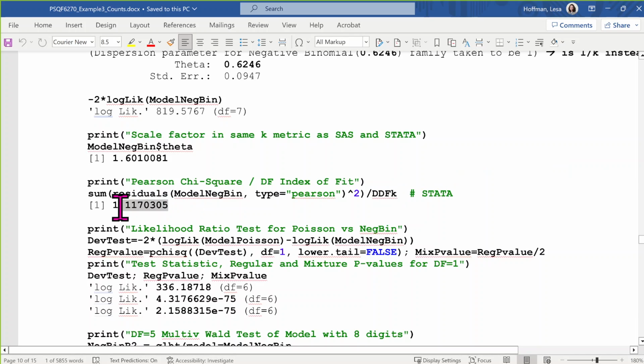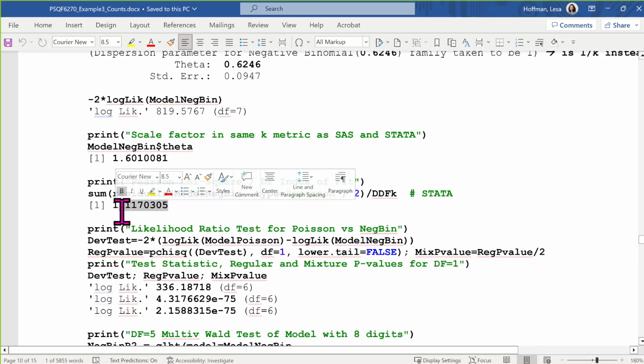And so the result of this, the 1.11, is the same number that Stata spit out for my Pearson chi-square over degrees of freedom fit statistic, where 1 is as good as it gets, and this is very close to 1, so I'm happy with this.